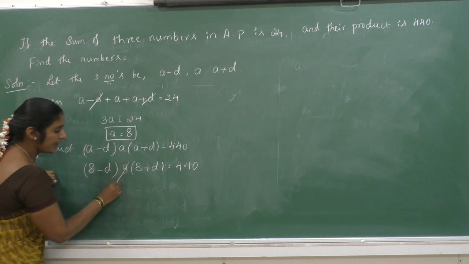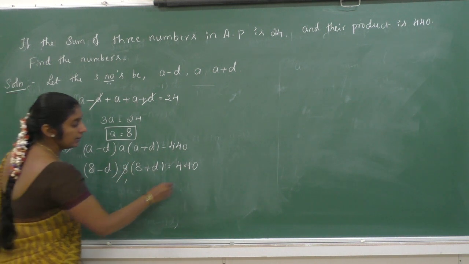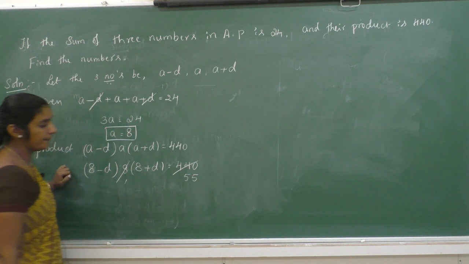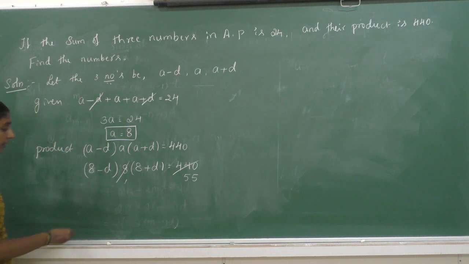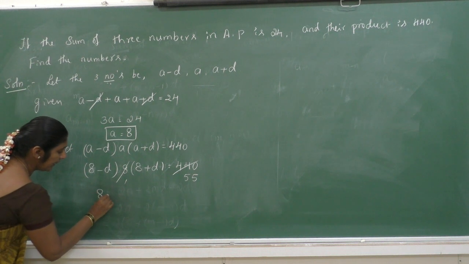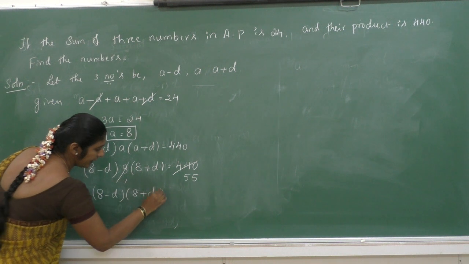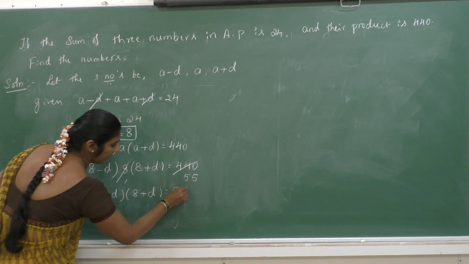So cancel 8 from 8. 8 5s are 8 5s are, right? Then we remain with 8 minus d into 8 plus d is equal to 55.